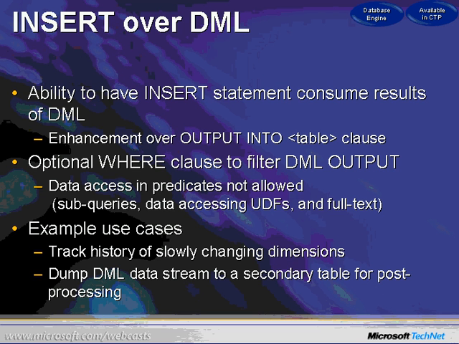from your DML. The functionality in the where clause is somewhat limited, so you can only get access in predicates in the where clause to the actual values and the rows that are returned from the DML, so you cannot perform any subqueries or data accessing UDFs or any full text operations. Use cases for that functionality, as I already mentioned in the context of merge, are to track history of slowly changing dimensions, or to do audit logs where you dump the delta stream that comes from the DML into a secondary table, and someone is going to look over this secondary table in a post-processing step.